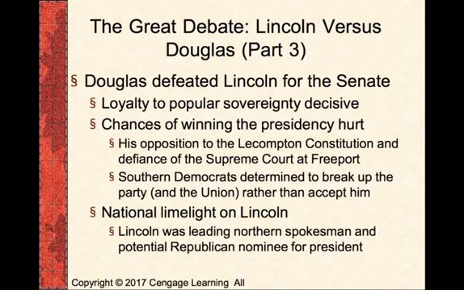This also put a national limelight on Lincoln. The upshot here is that Lincoln doesn't get the Senate seat. He becomes a leading Northern spokesman for the Republican Party and a potential Republican nominee for president.